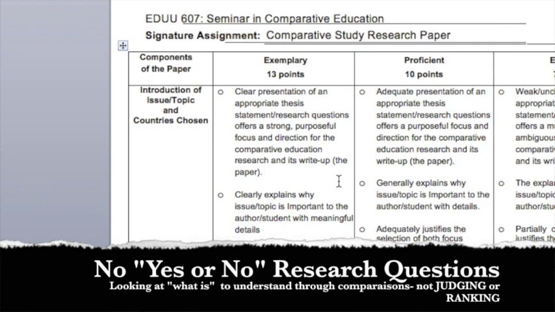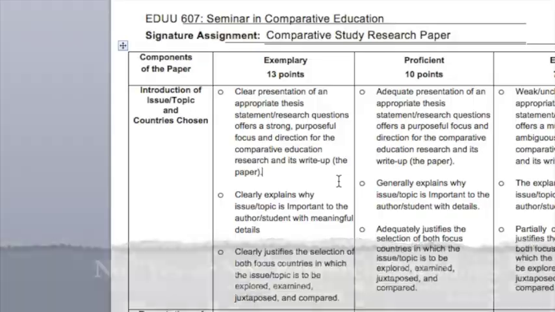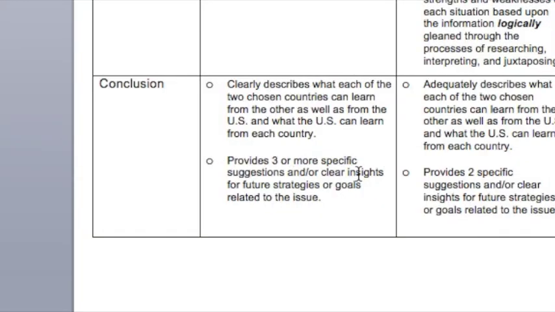We are out to gain an understanding, to come up with new ideas about how things could be done by examining what is being done, juxtaposing how it's being done in different countries, and then drawing conclusions. What can we now, after having done all this work, what can we learn? What could country one learn from country two? What could country two learn from country one? What could the United States?